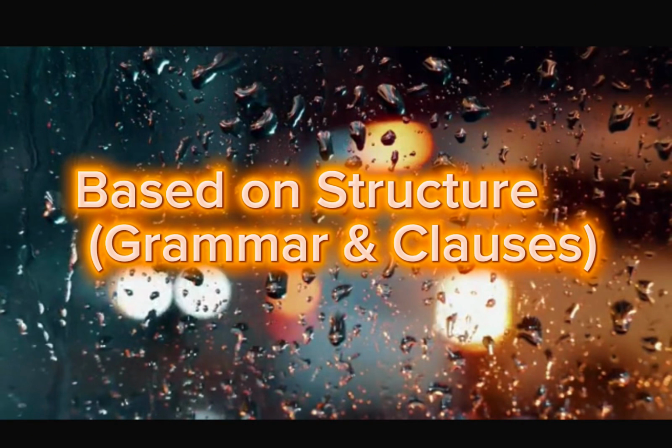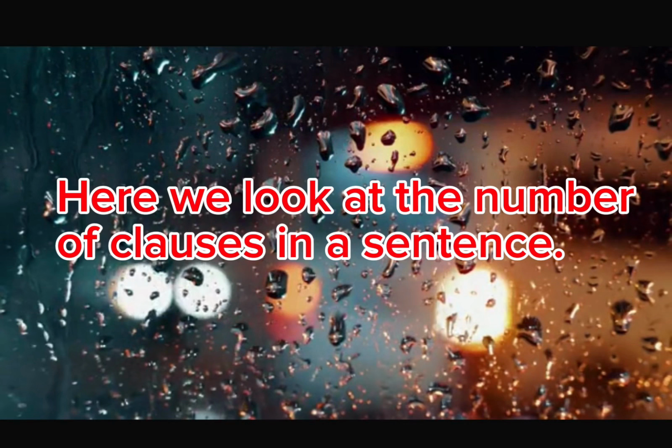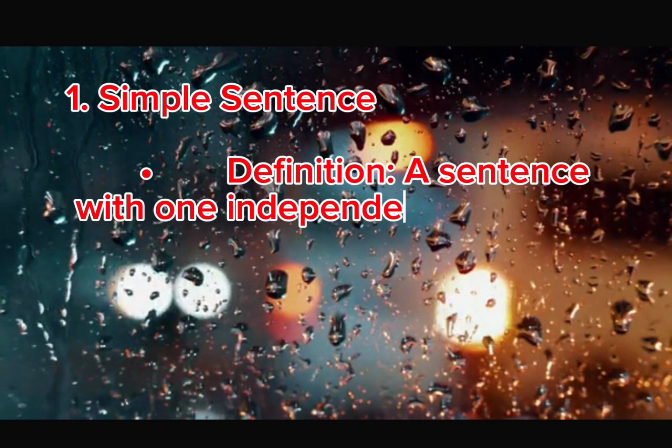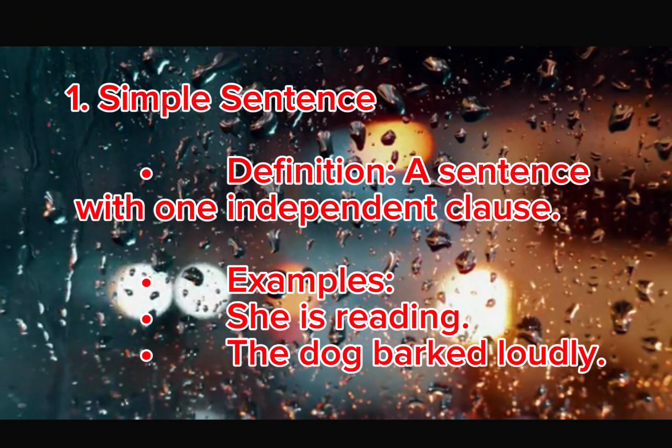Next, based on structure or grammar and clause, here we look at the number of clauses in a sentence. Based on that, we can divide sentences as simple sentences. Definition: a sentence with one independent clause. For example, she is reading. The dog barked loudly. In these sentences, we can find only one independent clause. Such kinds of sentences are called simple sentences.